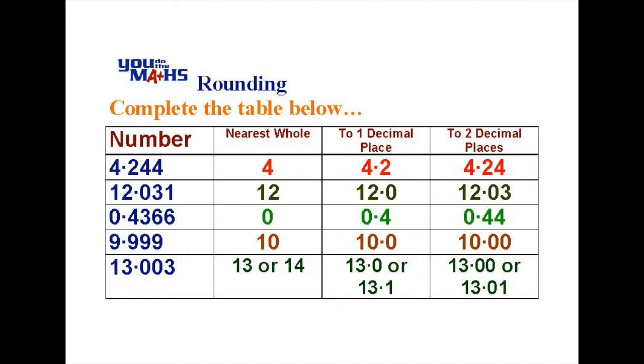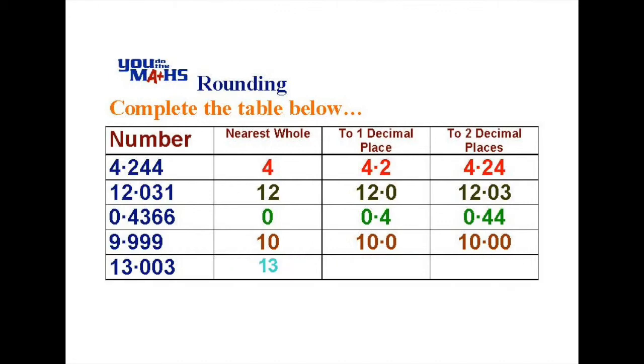To the right of the whole number is a 0, so we leave it as 13. To the right of the first decimal place is a 0, so that means we leave it as 13.0. And to the right of the second decimal place is a 3, so we leave it as 13.00.